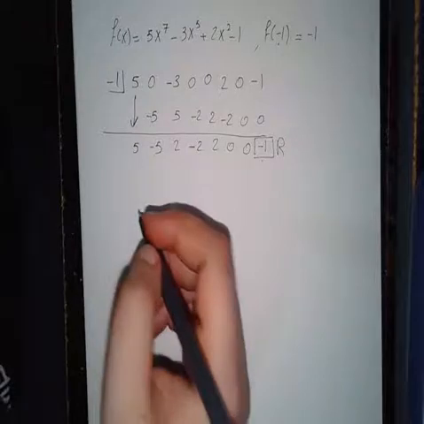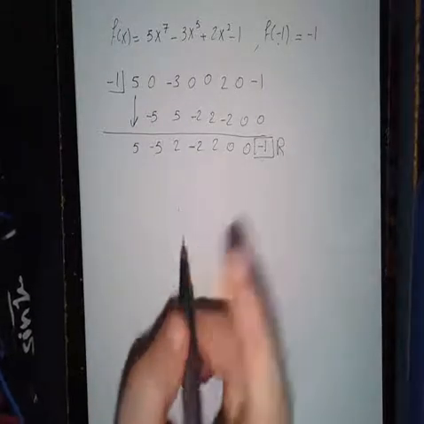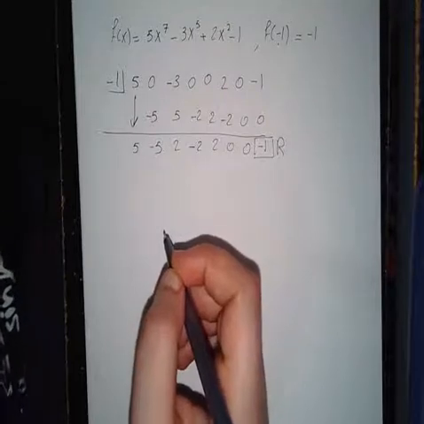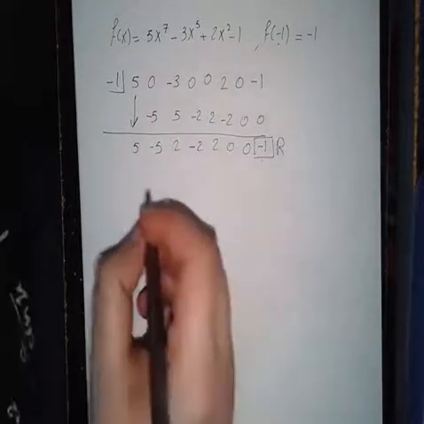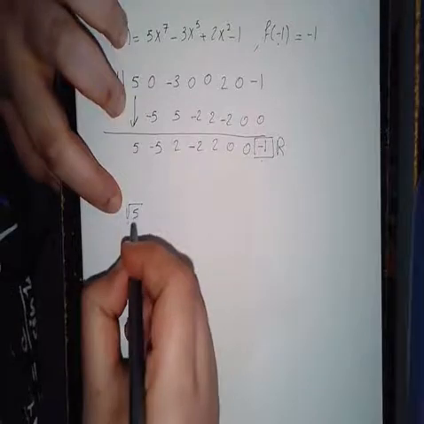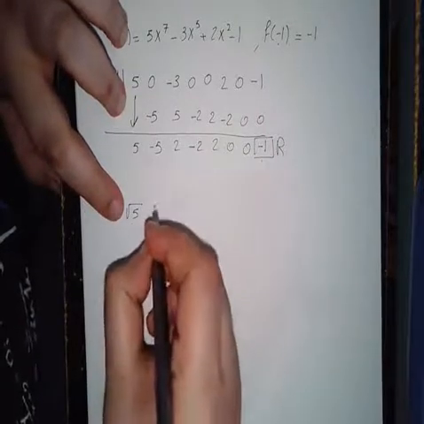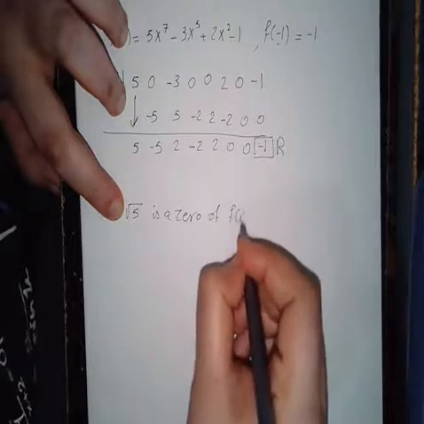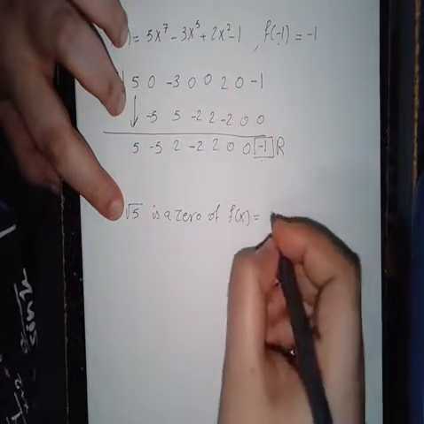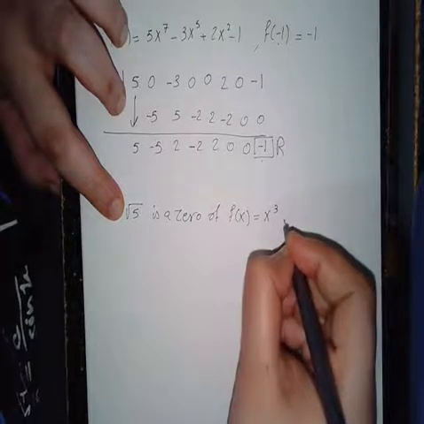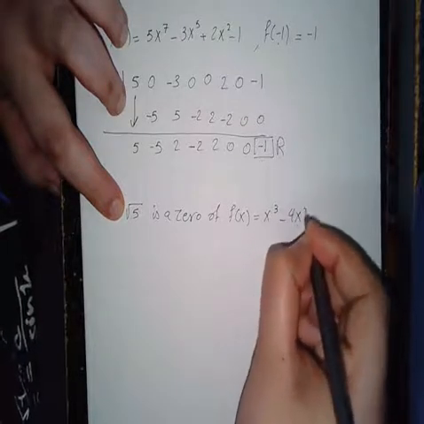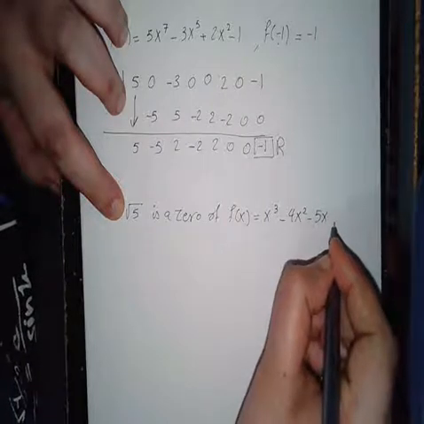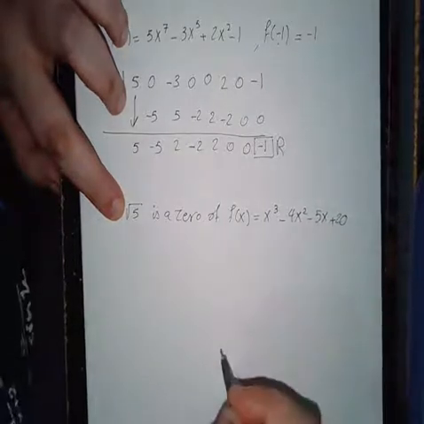In this question, it's asking you to do the following, which is number 7 in your note set, by the way. It's saying, use the remainder theorem to show that the square root of 5 is a 0 of f of x, right? And the f of x they gave you is x cubed minus 4x squared minus 5x plus 20, right?